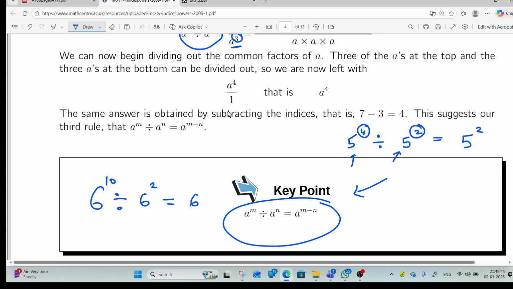6 to the power of 5. No, you need to subtract them. 10 minus 2. Oh, 8. Yeah. Okay, 7 to the power 14 divided by 7 to the power 8. How much is this? 7 to the power of 6. Very good. That's great.